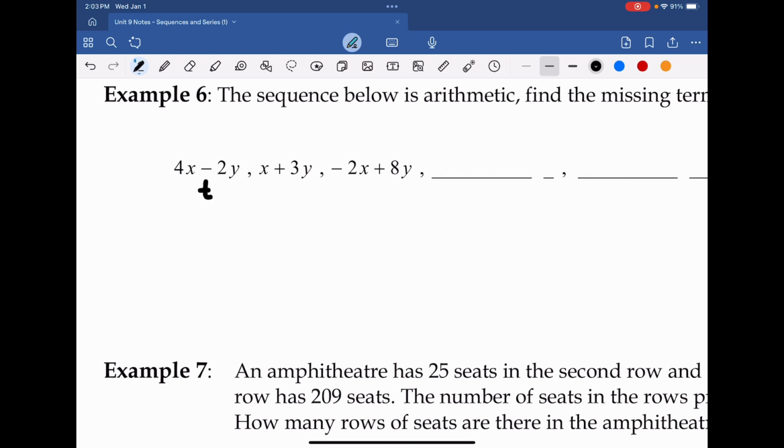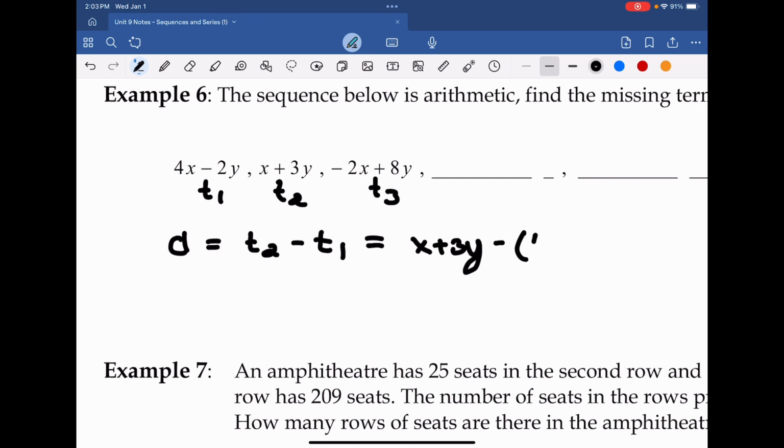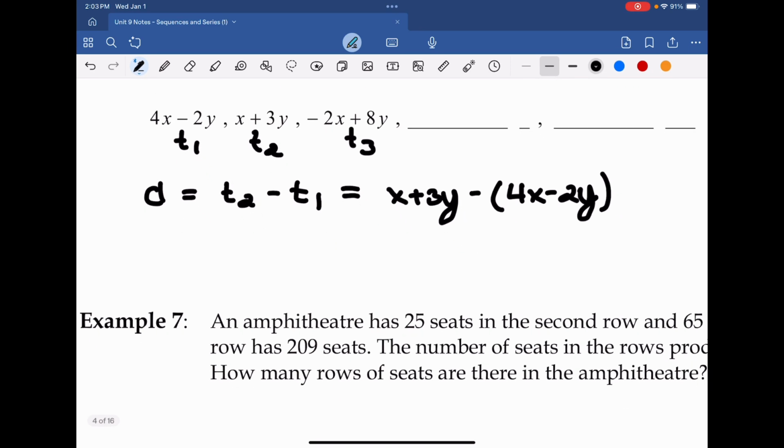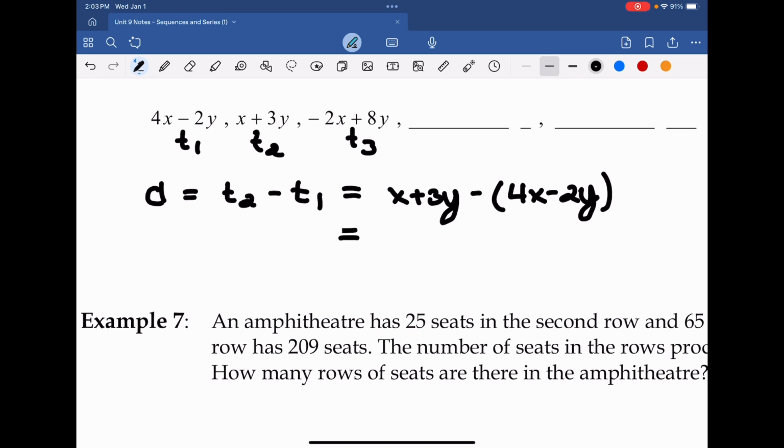So let's say that this is T1, this is T2, and this is T3. Well, to determine the common difference, we go common difference is equal to T2 minus T1. In this situation, that's the same as saying, well, we have T2, which is x plus 3y, and we're going to subtract away T1, which is 4x minus 2y. And it's important you put it all in brackets, because clearly the signs are going to change here. Now, this gives us x minus 4x is negative 3x, and then 3y minus 2y is the same as plus 5y. Our common difference between all the terms is given to us by this here.